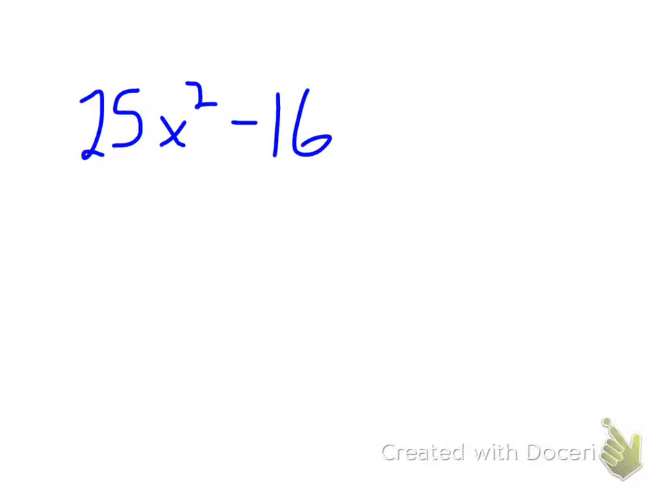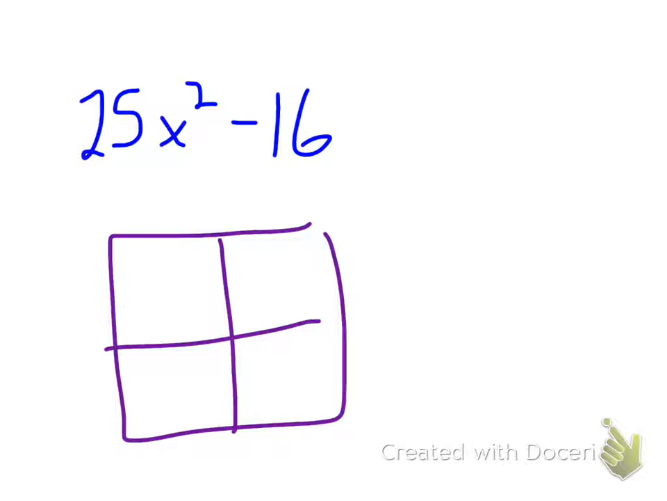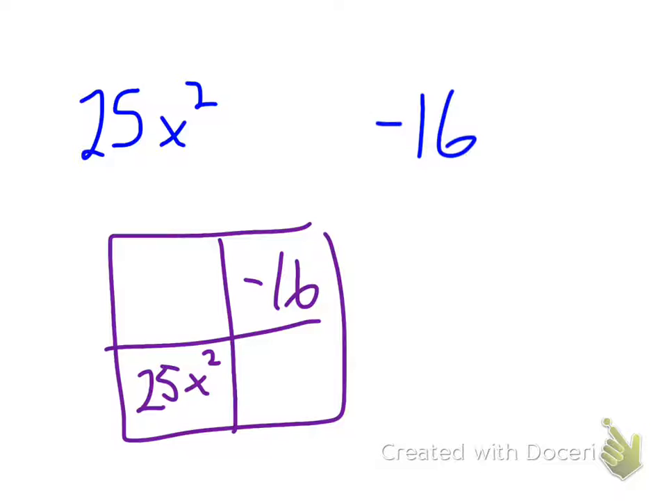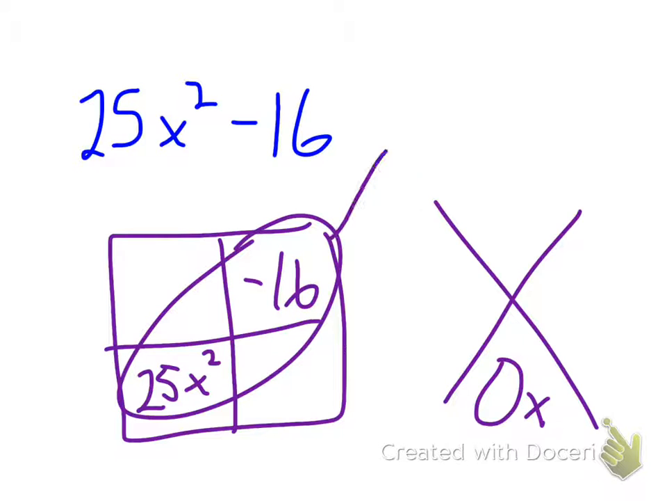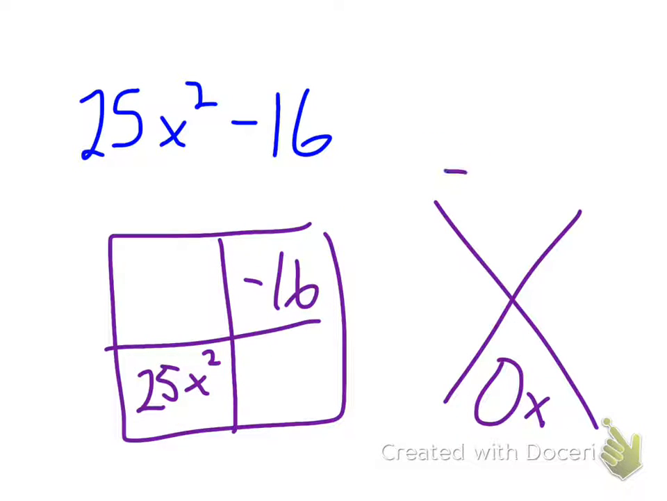So when we look at the 25x squared minus 16, if we want to set up the traditional way of going through and doing our generic rectangle, I have my 25x squared and my negative 16 is here. Notice that this right here has a 0x. So when we think about making our diamond problem in our generic rectangle, the bottom of my diamond problem is going to be 0x. Multiplying these two together, going up top, I get a negative 400x squared.